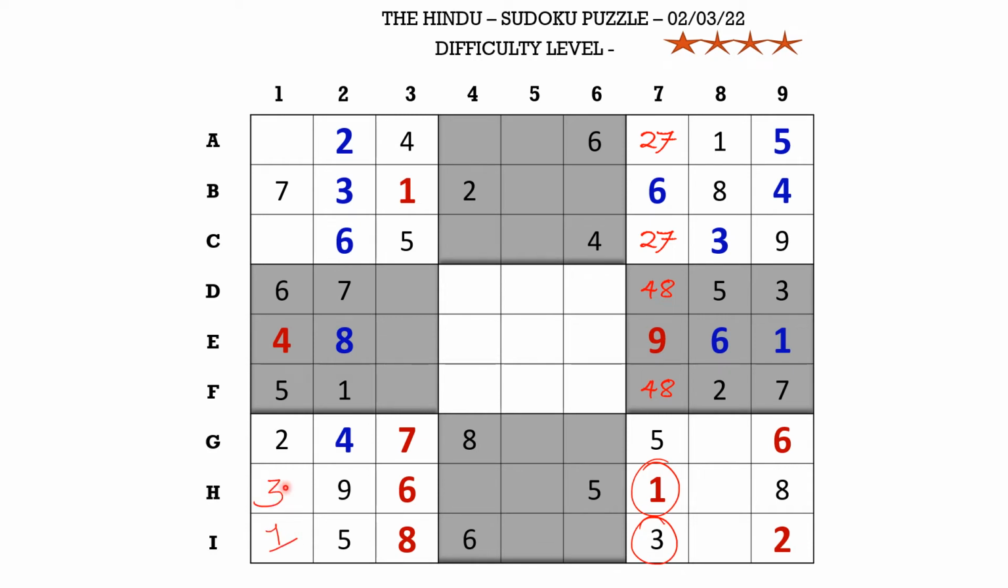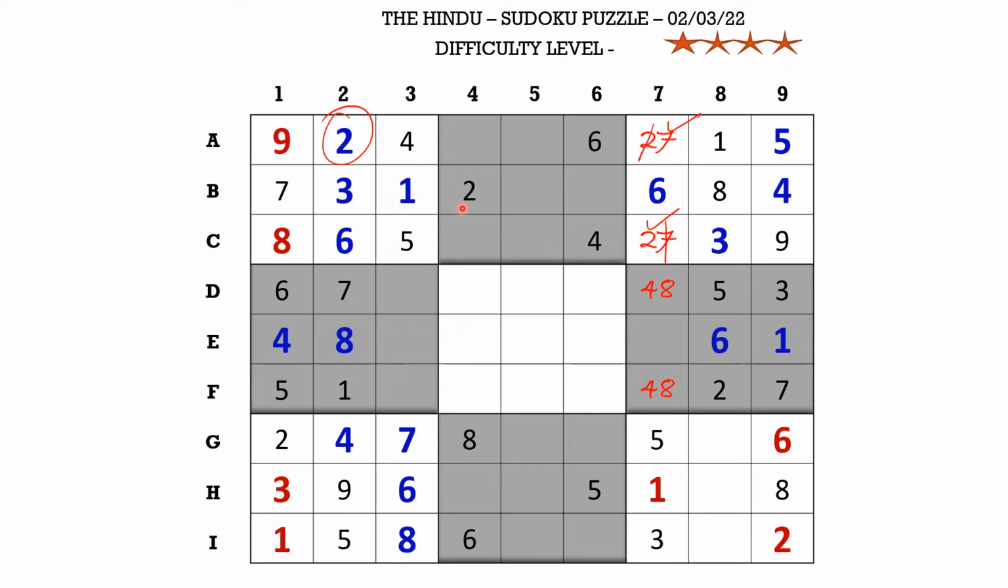Now the missing numbers in the first column are 8 and 9. There is a 9 here in C row blocking here. So C1 takes 8 and A1 takes 9. Now because of this 2 here, A7 becomes 7 and C7 becomes 2.